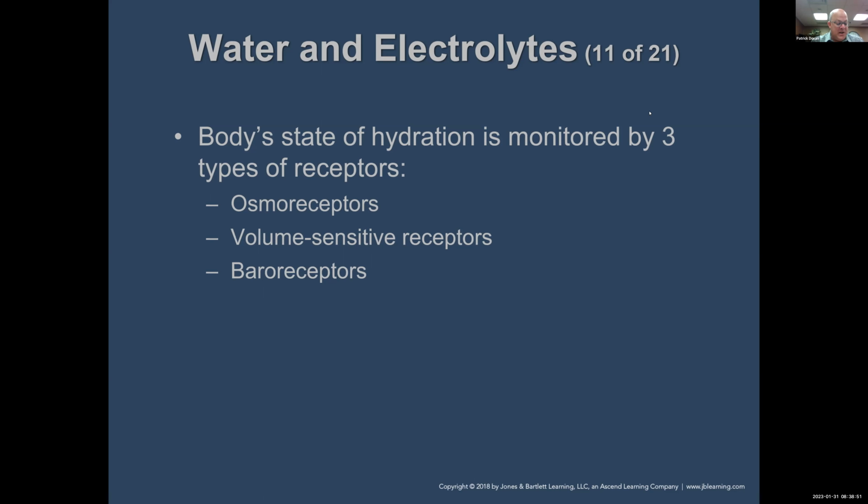So I wrote down some notes here: osmoreceptor, hypothalamus too, volume sensors like the atria, the top of the heart, and baroreceptors are in the kidneys, aorta, carotids, etc. Just as some examples there.